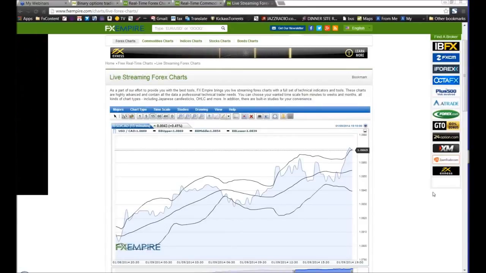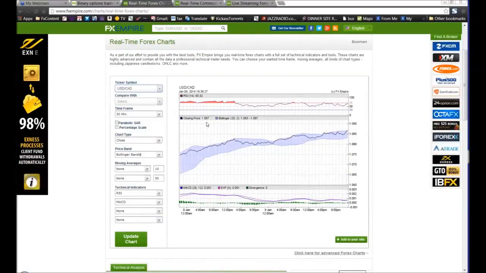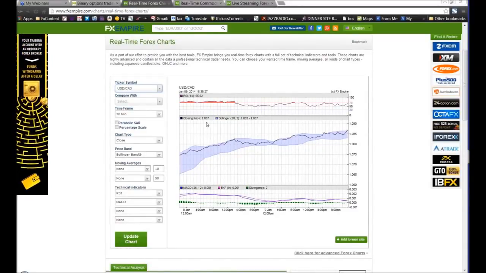Okay, there we go. Now, what we're looking at, I'm going to give it a second for it to pop up on your screen. This is the charts from FX Empire. They are free. You can go to www.fxempire.com, and this is their real-time charts. They also have live Java charts, and I'm going to show you how to do this on both charts.